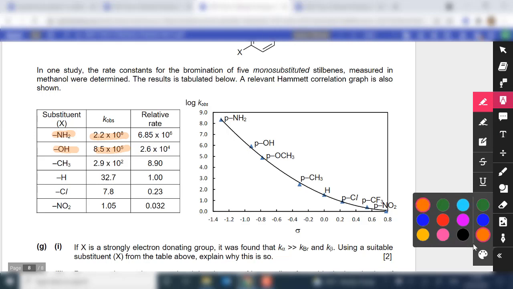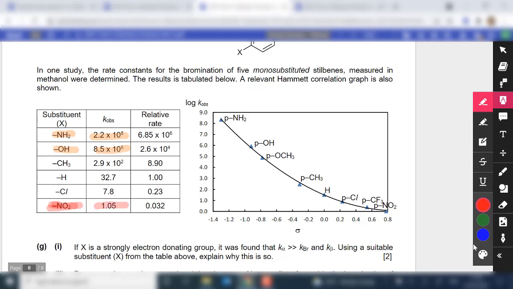However, if you are getting pretty strong electron withdrawing groups, you are going to get a k observed in the magnitude of unity. And then of course the rest will be somewhere in between, like 10ish to 100 plus.